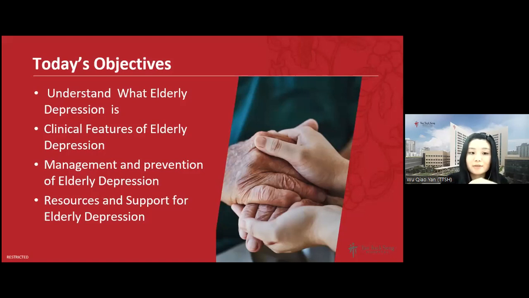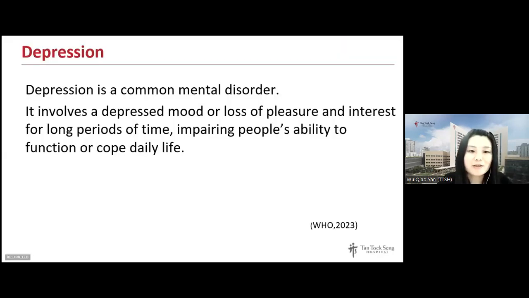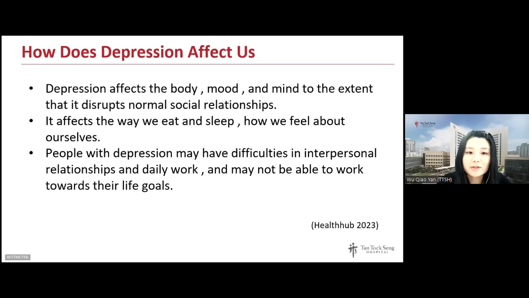Let's start today's talk. Depression is a common mental disorder. It involves a depressed mood or loss of pleasure and interest for a long period of time, impairing people's ability to function or cope with daily life. So how does depression affect us? Depression affects the body, mood, and mind to the extent that it disrupts normal social relationships. It affects the way we eat and sleep, and how we feel about ourselves. People with depression may have difficulty in interpersonal relationships and daily work, and may not be able to work towards their life goals.